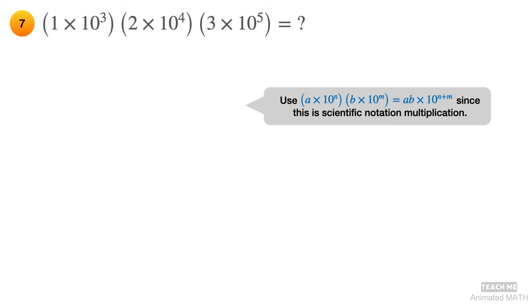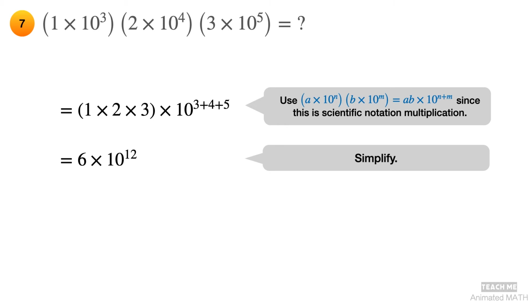This problem is interesting because you need to find the product of 3 scientific notation numbers. And even though the formula for scientific notation multiplication uses only 2 scientific notation numbers, it can in fact be used for multiple factors as well. Multiply all 3 coefficients and add all 3 exponents.